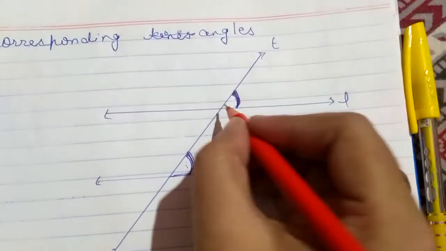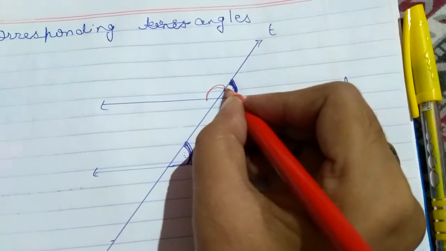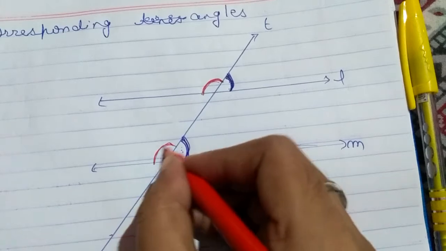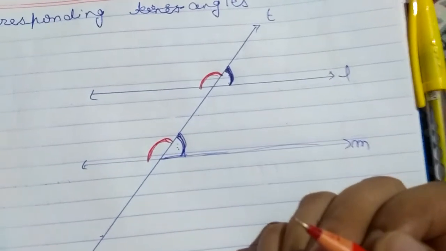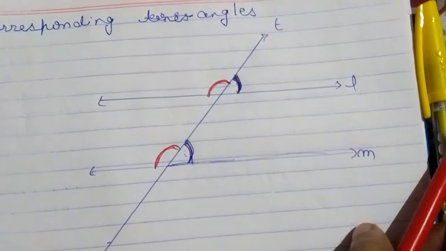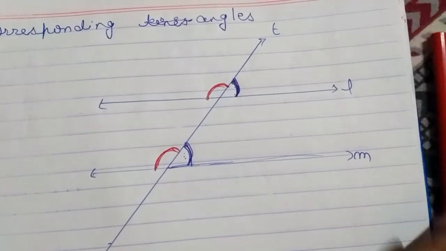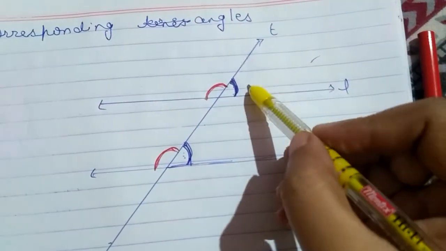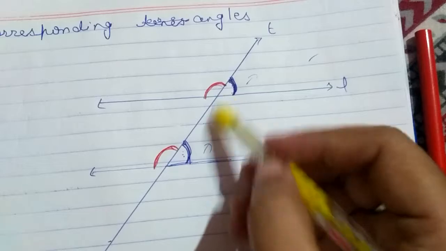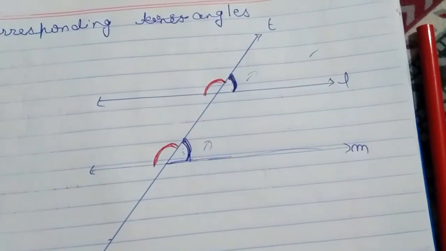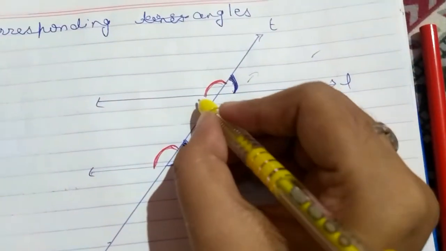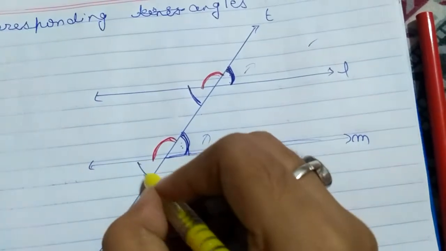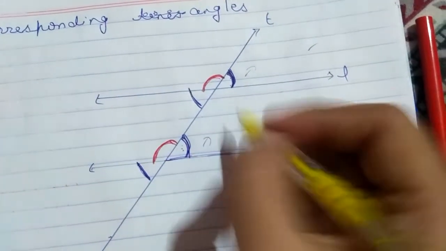Next, on this side also, this one and this one are called corresponding angles. Okay, next one is on the upper side, you can see this is the upper side. Down side also makes corresponding angles. That means I draw here on this side, this one and this one are corresponding angles.